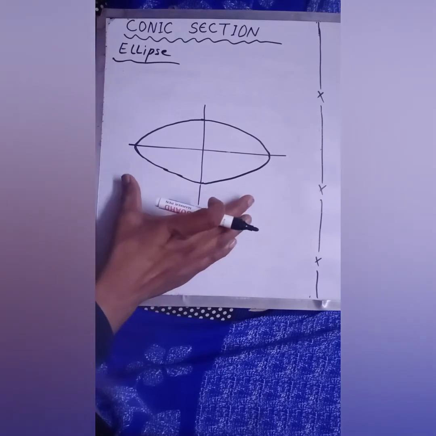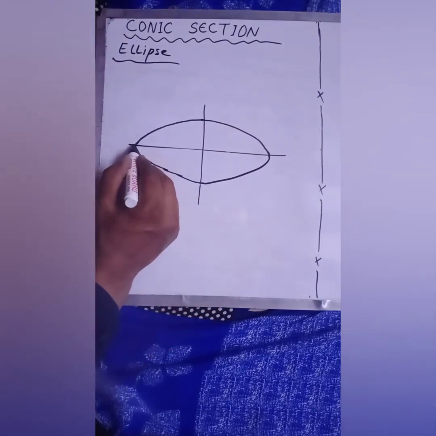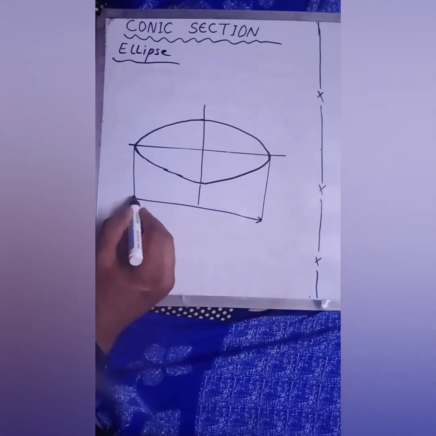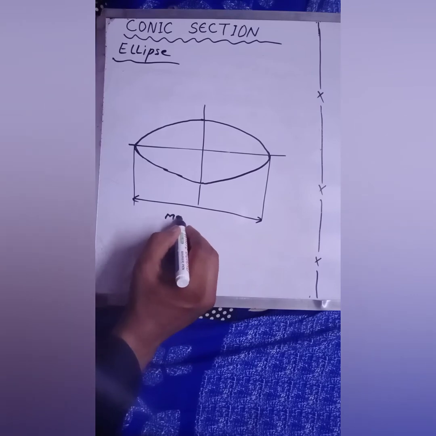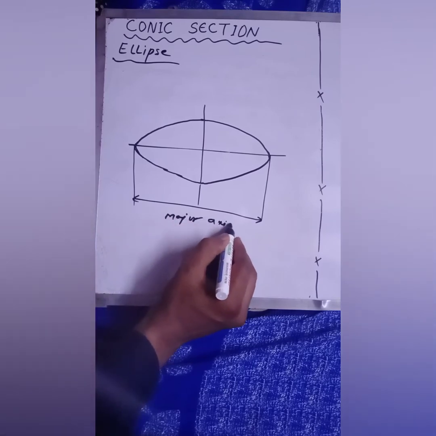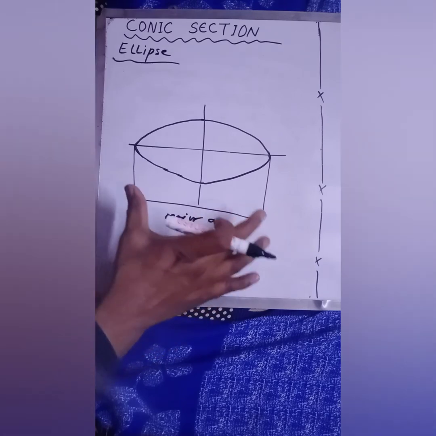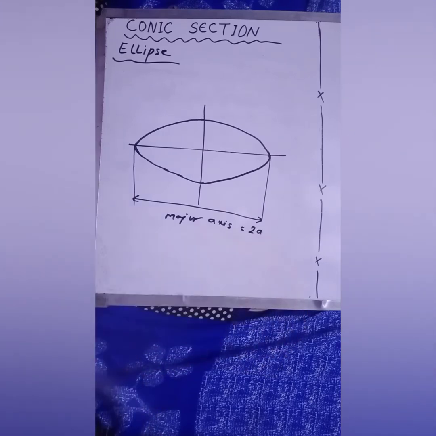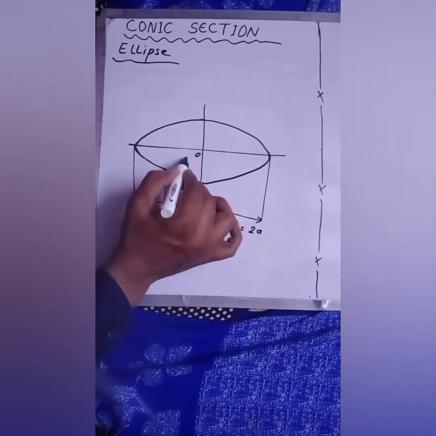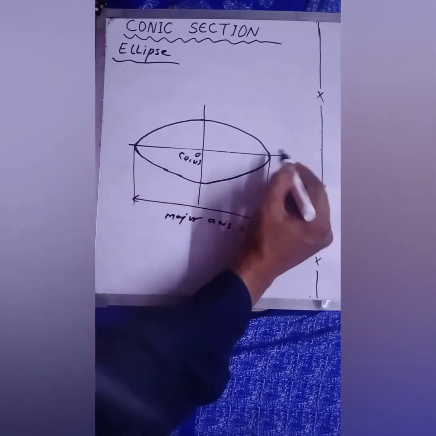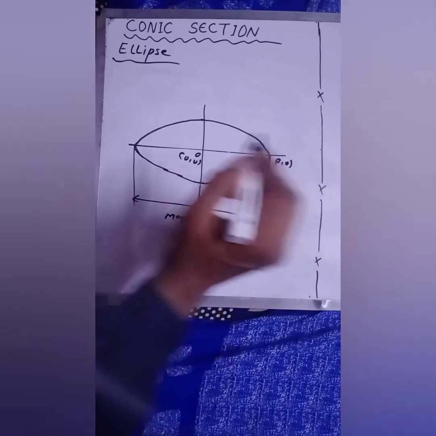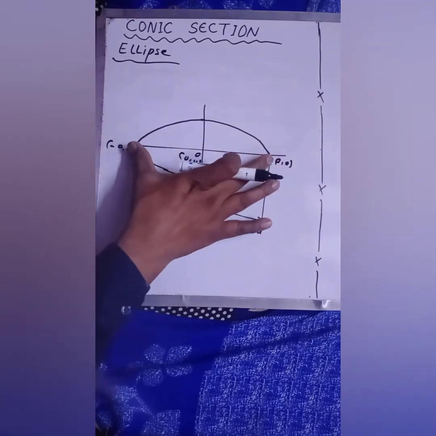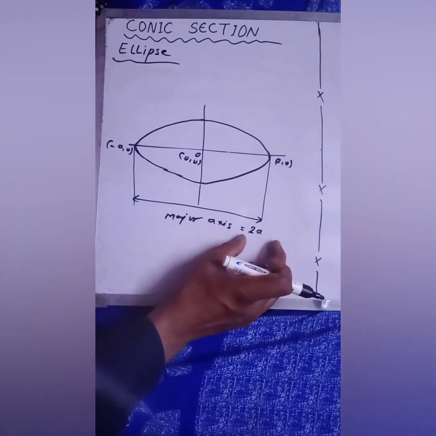Now see children, consider this is your ellipse. Okay, so this distance is called major axis. So the value of major axis will always be 2a. That means this is your origin 0 comma 0, and this point is called a comma 0, and this is minus a comma 0. So this distance is your a, and this whole distance will be 2a. Fine.